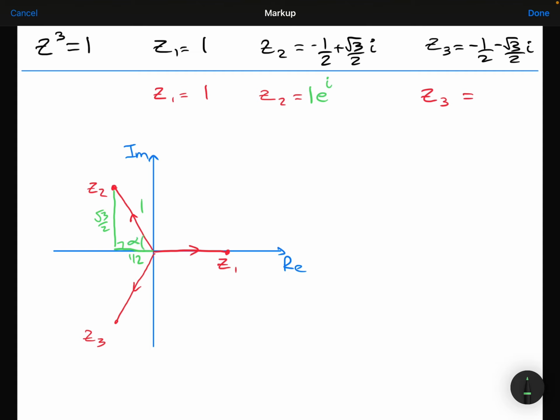if I call that angle there alpha, I can say that tan alpha is equal to root 3 over 2 divided by a half, which is root 3. Tan inverse of root 3 is pi over 3. So alpha is pi over 3. So therefore the argument here would be pi take away pi over 3, which is 2 pi over 3.